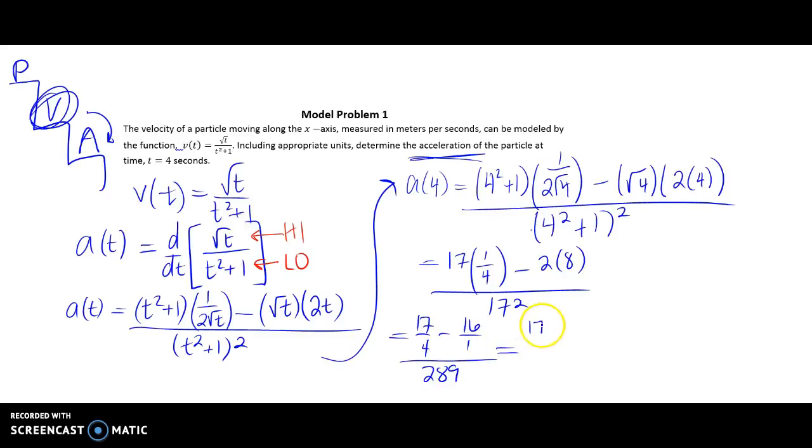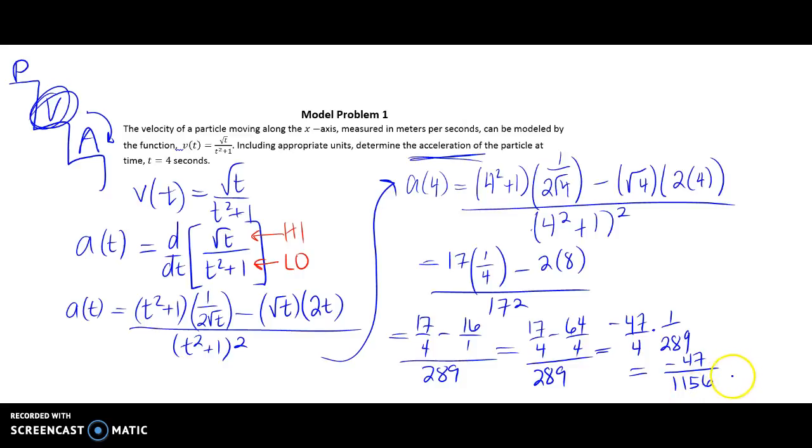Common denominator up top, 17/4 minus 64/4 over 289. Combining the fractions up top, negative 47 over 4, keep it, change it, flip it, times 1 over 289. Final move here gets me negative 47 over 1,156. Check me on that, 4 times 289. It's late, but I think I did that right.